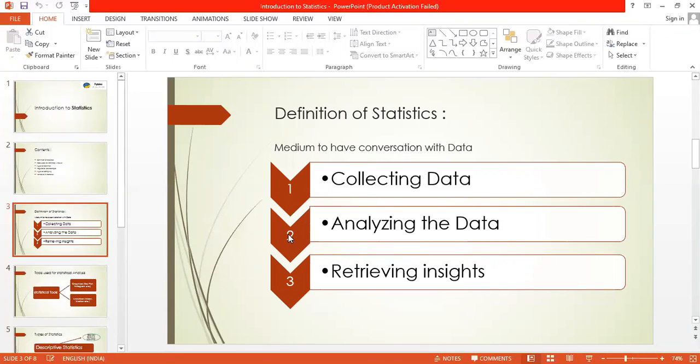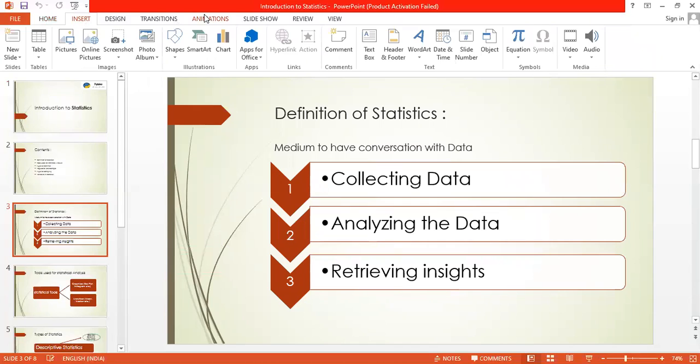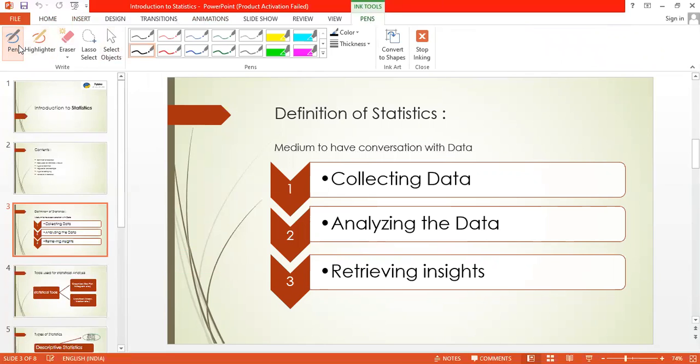If we say the definition of statistics, we can say it's a three-step process. What are those steps? The first step is collecting the data. The next step is analyzing those data, and the last step is retrieving the information from those data.